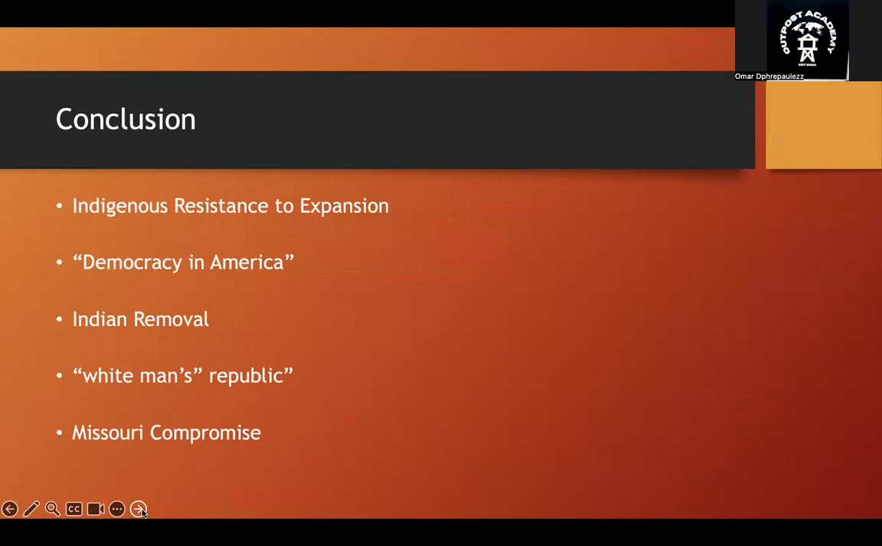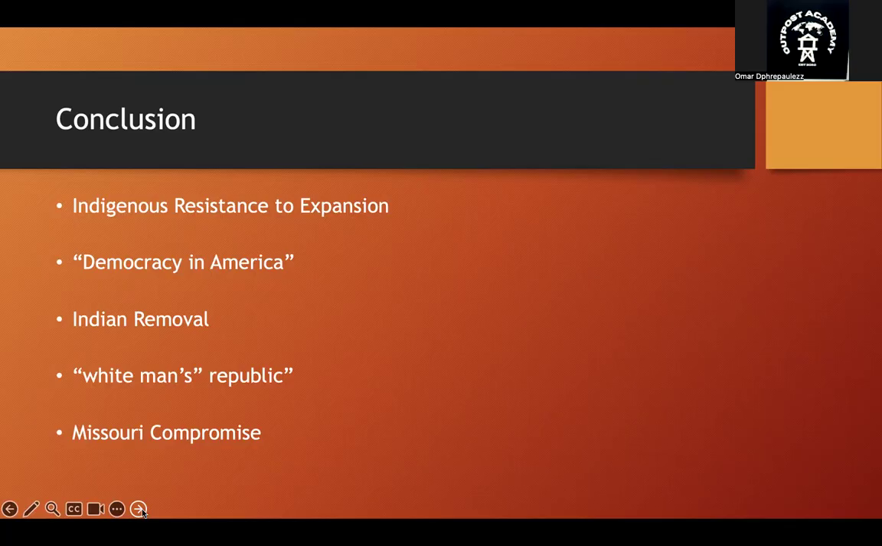So in conclusion, we looked at the indigenous resistance to expansion, the idea of democracy in America, the spreading of democracy to all white males. But keep in mind, this is again the enshrining of white supremacy as well as a foundation of the nation. And that's not really going to be challenged until you get the passing of the 14th Amendment in 1868.